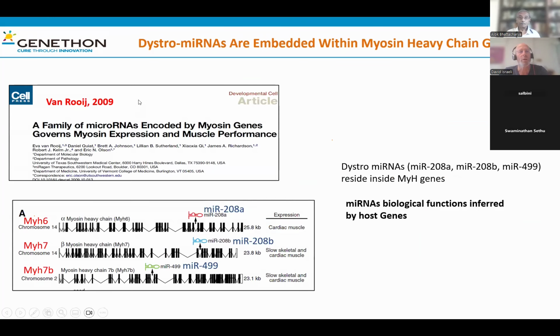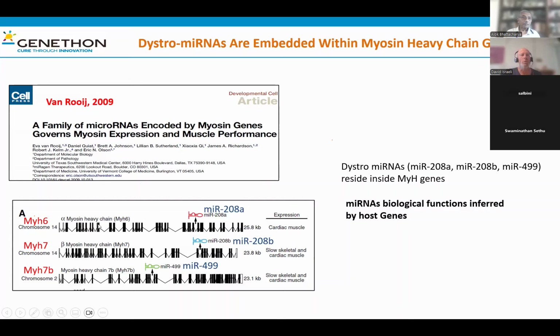Here it is. So I'll give you a quick example of the principles of the spatial relation between intronic miRNA, or exonic, because they can also be in their host genes. This comes from the work of Eric Olson, very well known in muscular dystrophy.